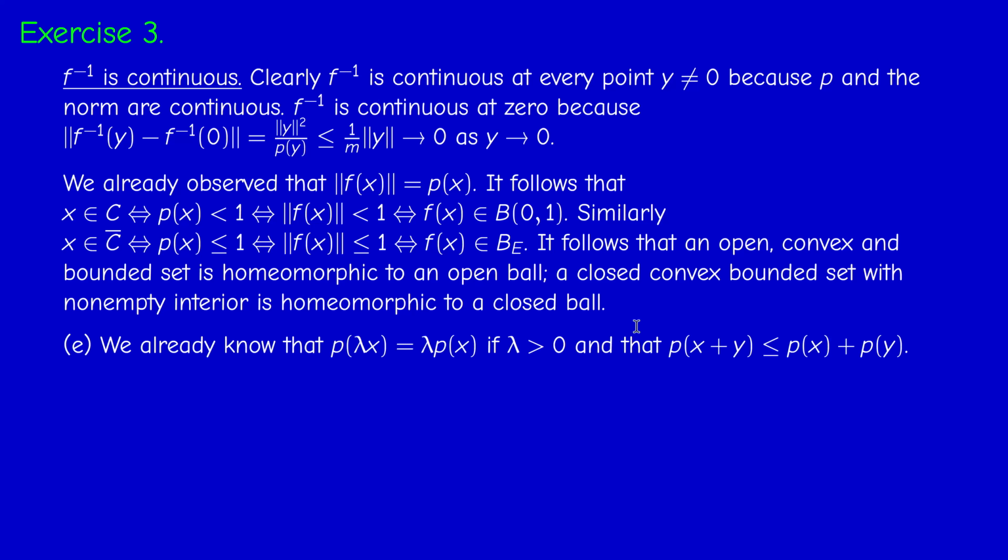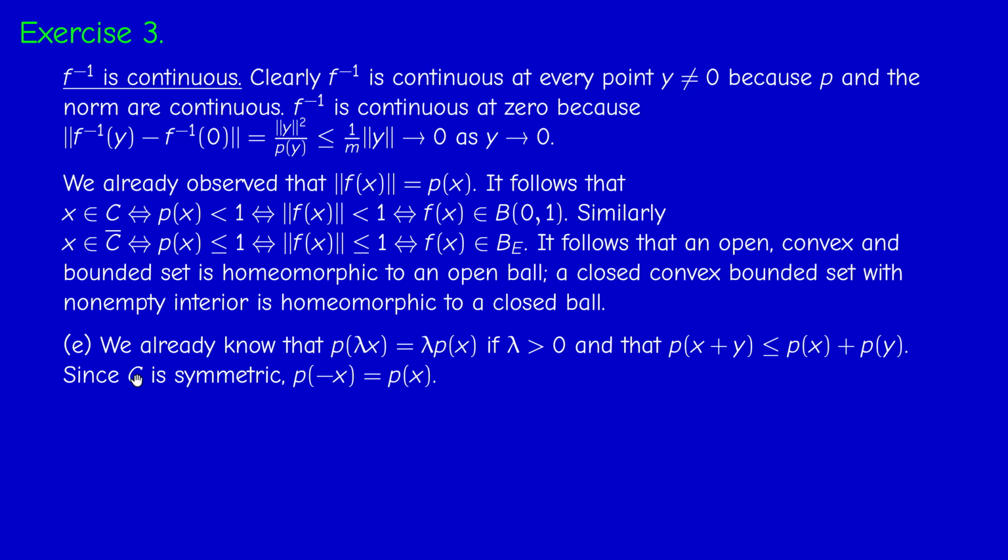Okay, that's it. Now, question E. We assume that C is symmetric, and you have to prove that p is a norm. So first of all, we know from the course that p is positively homogeneous. So p of lambda x is lambda p of x for every lambda positive, and you have the triangle inequality.